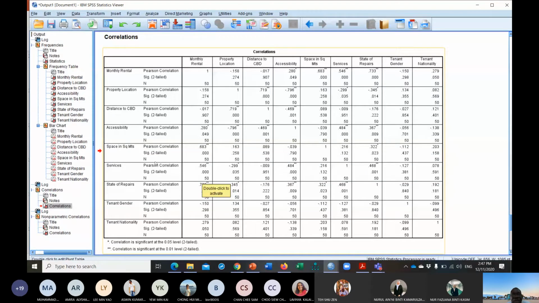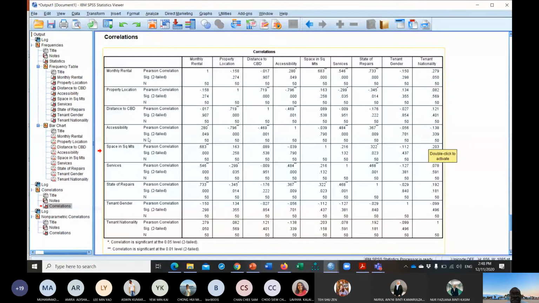So also the space is significant, and that shows that the bigger the space of your accommodation, the more you pay. This is expected. If you are occupying a bigger place, you have to pay more for the space. Now, what does correlation teach us? From this correlation analysis, we can choose which are the factors that affect rental significantly.